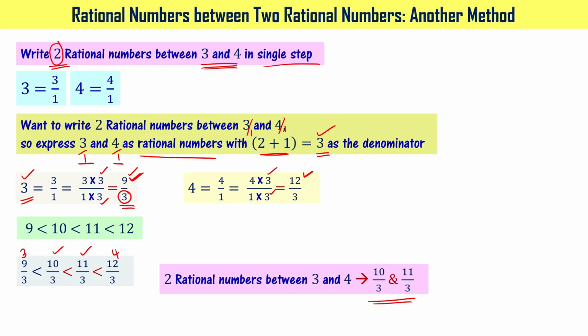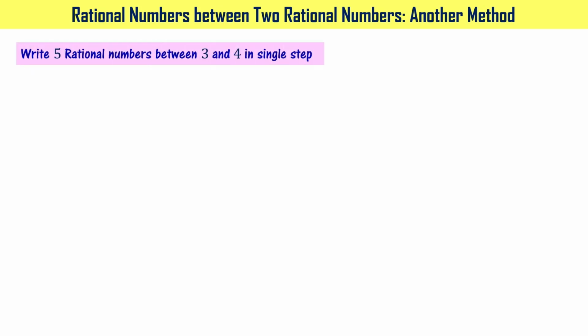Let's quickly look at this method with another example. Let's write 5 rational numbers between 3 and 4 in a single step.